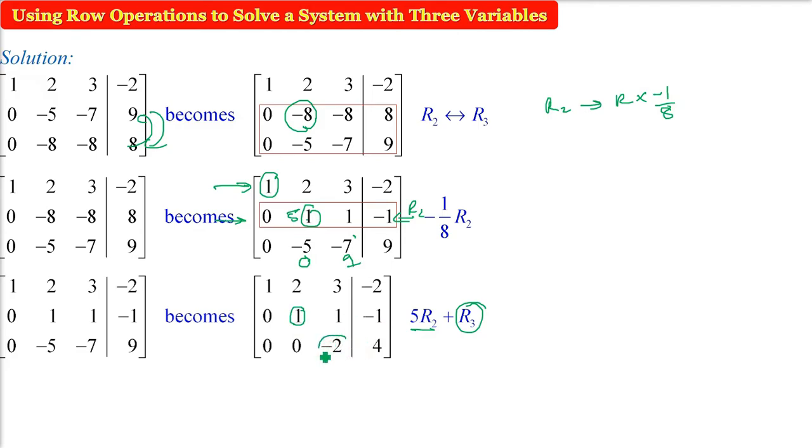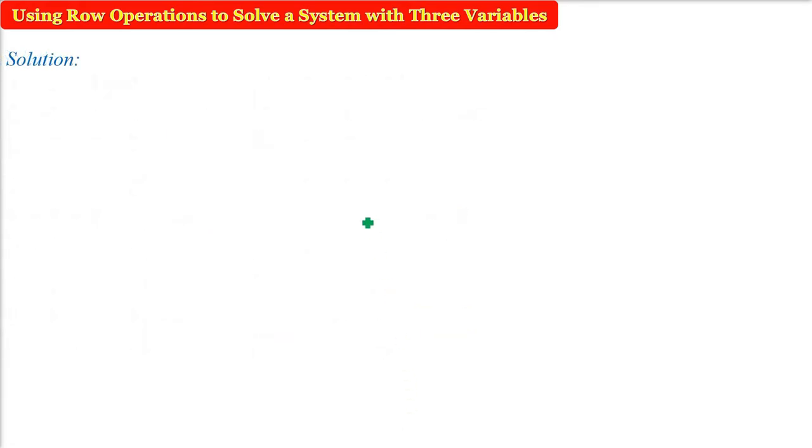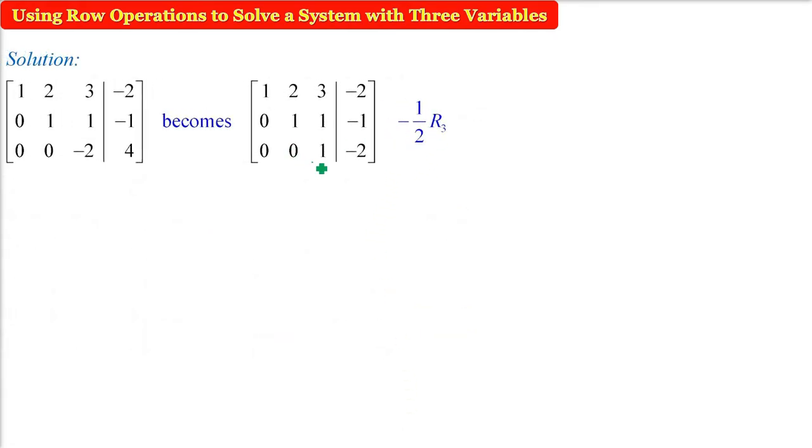Now still we have a negative 2 here. Now this negative 2 has to be made as 1 because we want an echelon form. So how to do it is, just multiply it by minus 1 by 2. So you get a 1 here. So finally, this augmented matrix has now taken the shape of echelon form. 1 in the diagonal, 0 below the diagonal.